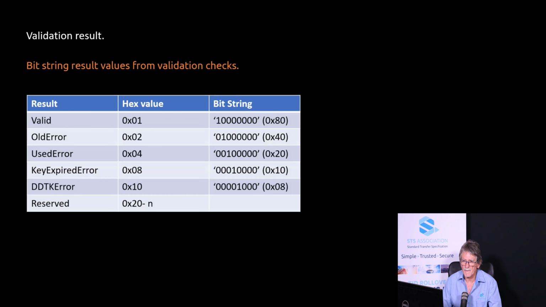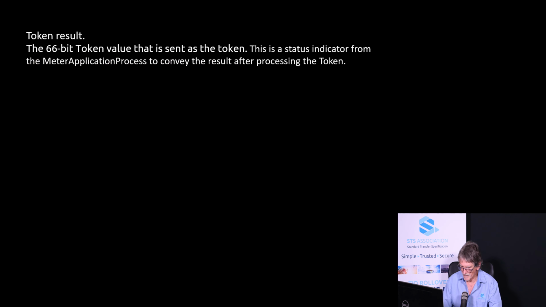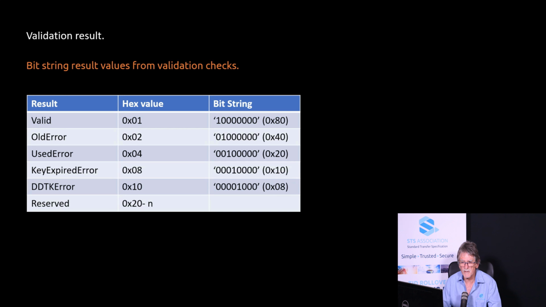Validation result. Here we have the following possible values. Valid, 01. An old error if you inserted a token that was older than the oldest token in the TID stack. Used error if the token that you played to the meter had already been used before. Key expired error if the meter key has expired, or if you're trying to send a credit token to a meter that's coded with a default key, which is not allowed, and all the rest are reserved.